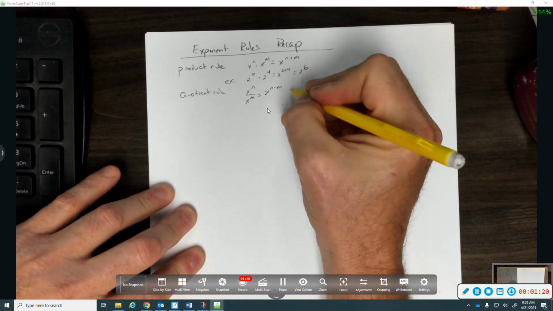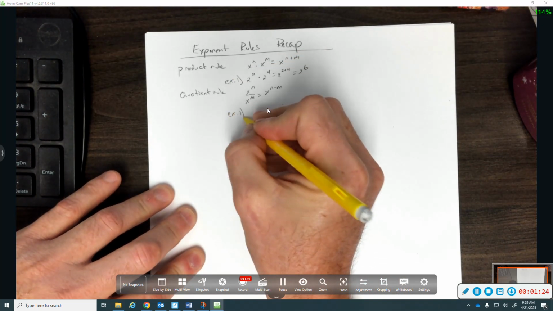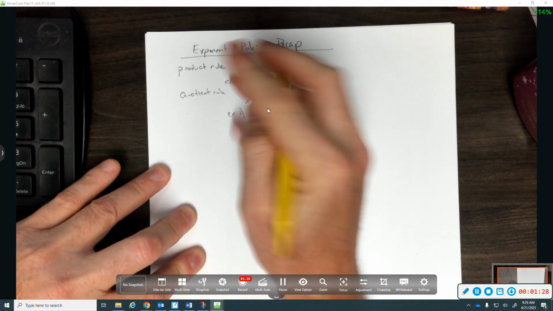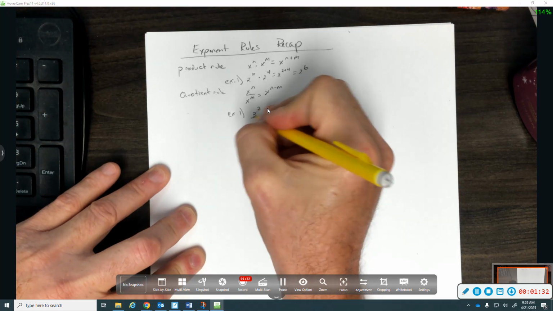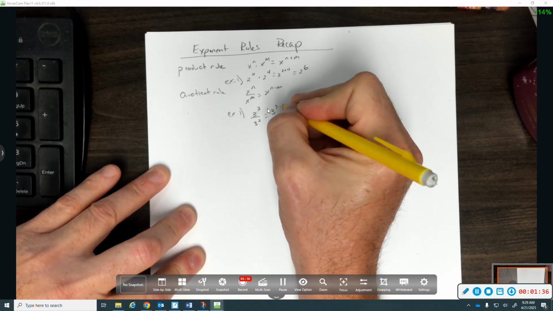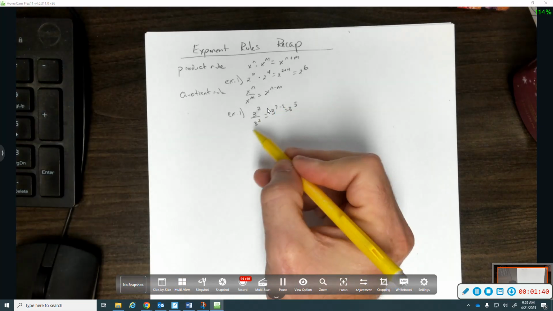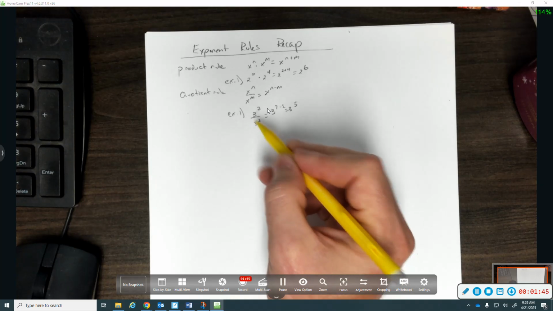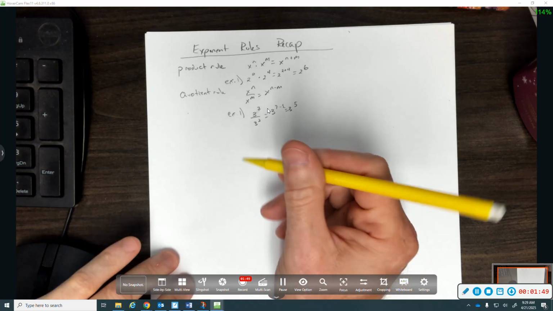Example 1 here would be, I'll use a number, it doesn't matter, 3 to the 7th over 3 to the 2nd is equal to 3 to the 7 minus 2, or 3 to the 5th. Remember, there's 7 3's in the top, 2 3's in the bottom, so by our division rule, I would cancel out 2, since they share 2, and be left over with 5.